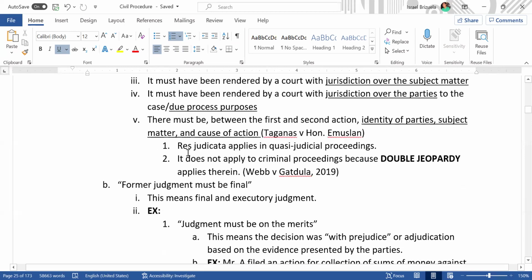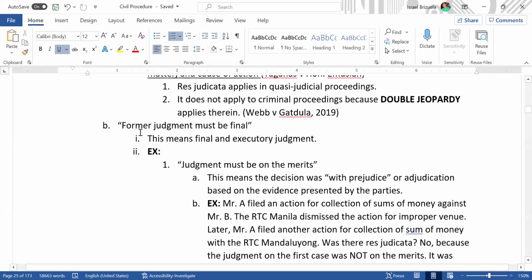So, res judicata applies in quasi-judicial proceedings. It does not apply to criminal proceedings because double jeopardy applies therein. So, if there's a final judgment and then there's another case with regards to a civil case within the same matter, you are barred, it will be res judicata, the same concept as double jeopardy in criminal cases.